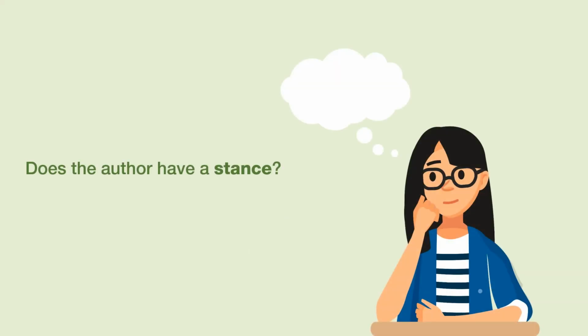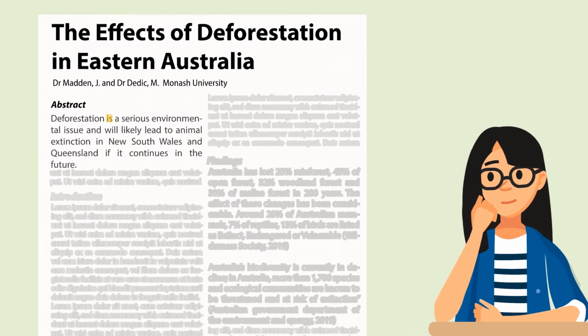I ask myself, does the author have a stance? The word "is" shows the authors are convinced of this idea. The words "will likely lead to" show the authors believe there is a strong possibility that animals will become extinct in the future. The author's language choices show their view on this topic. They believe that deforestation is a big problem for Australia.